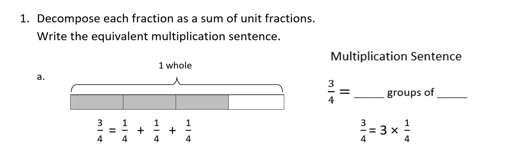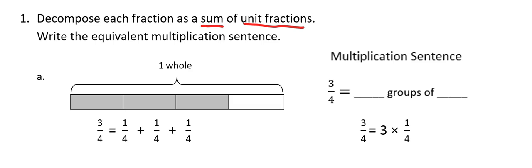This tutorial is for 4th grade, Module 5, Lesson 3. In this lesson, we're going to look at fractions as the sum of unit fractions or as equal groups of unit fractions. The directions say to decompose each fraction as a sum of unit fractions, and then we'll write the equivalent multiplication sentence. So by sum, that means we need to write an addition problem.